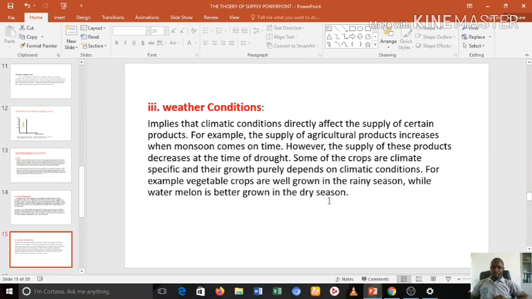Now the next is weather condition. Now weather condition as a reason why or a factor that determines supply. Under weather condition, we are going to look at two weather conditions.